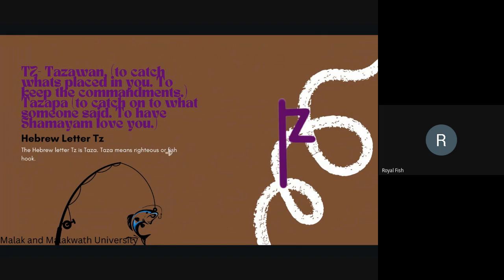So when you understand what the Hebrew is saying, you are Tazap. So you're catching on to what someone said. And when you get understanding, you have love from heaven. So Tazavan.